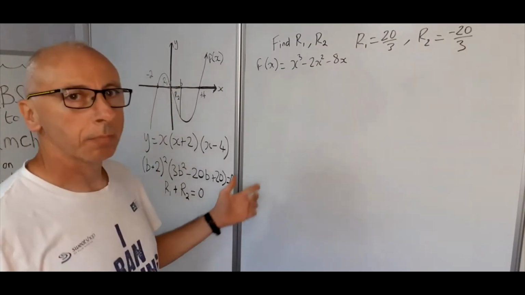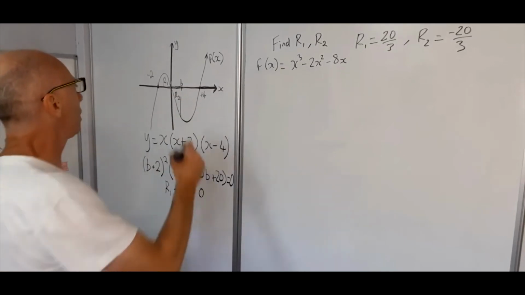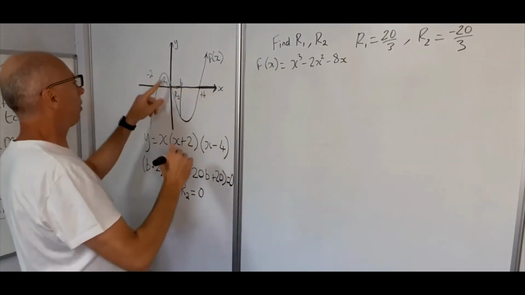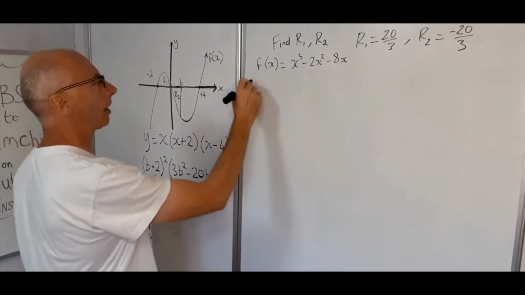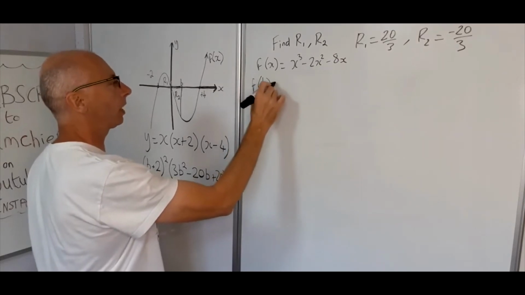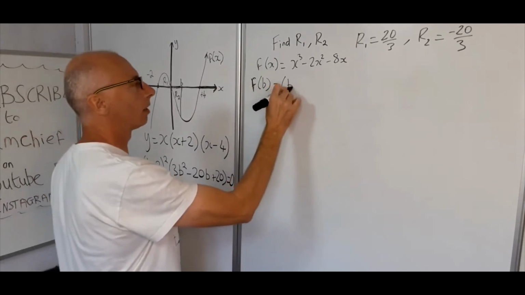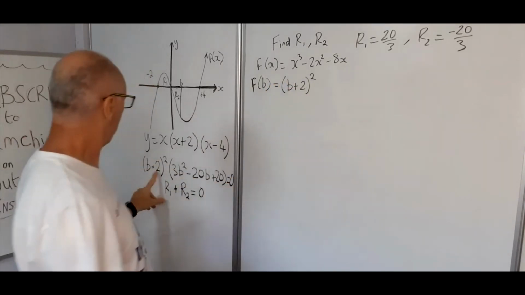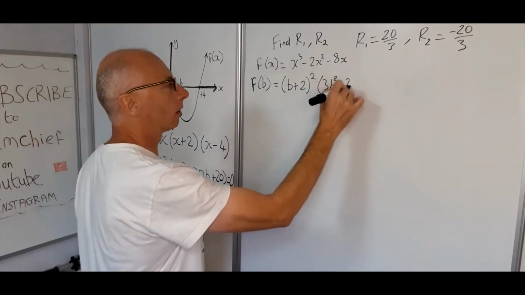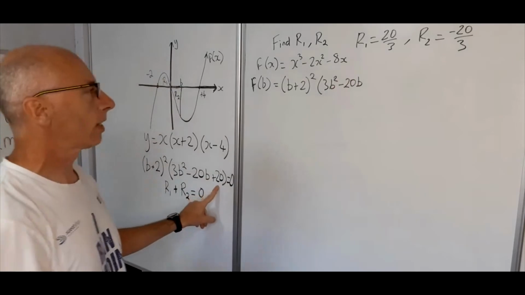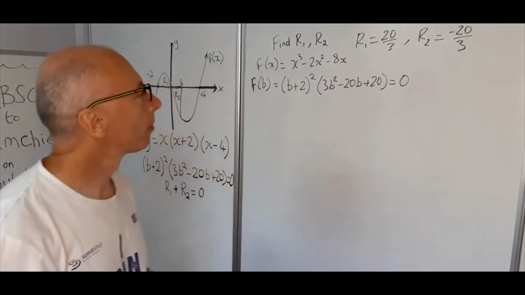Okay, so now we're going to look for this point B. So given the point B is here, we don't know where it is, but we know that the area of these two is the same. But we're given this function here, which I'm going to write down here. So f of B, let's write that a little bit better, (b + 2) squared (3b squared minus 20b plus 20), and that gives us 0.